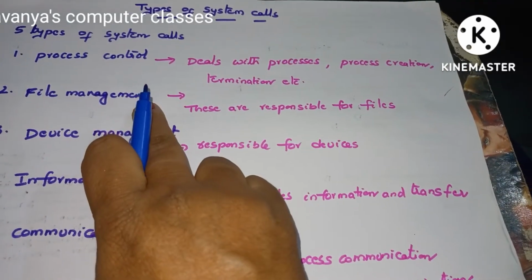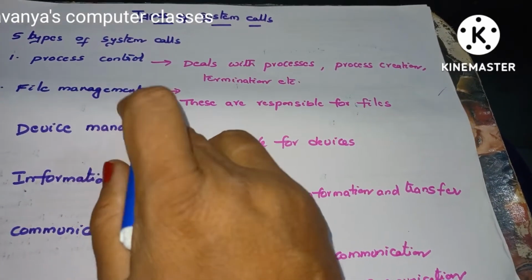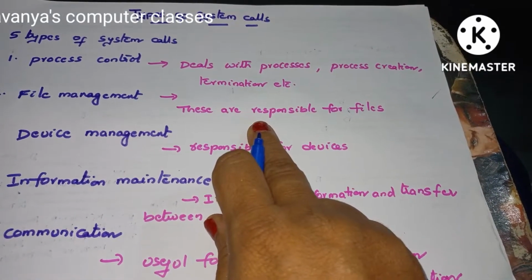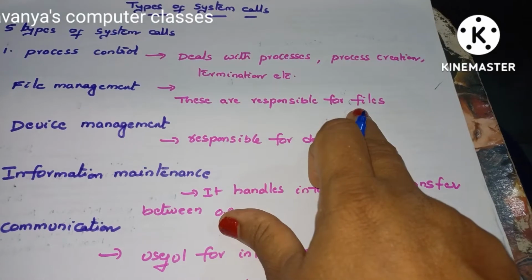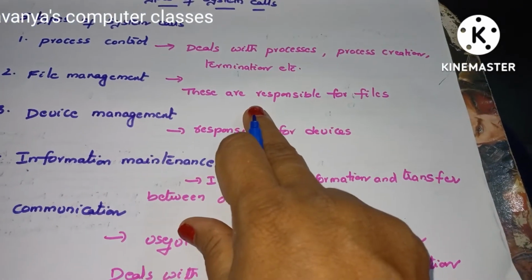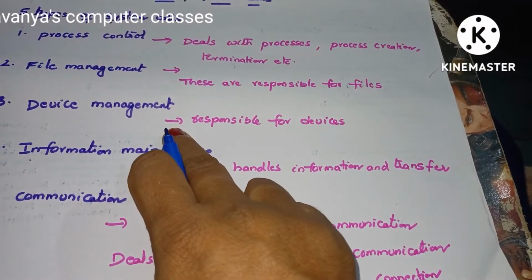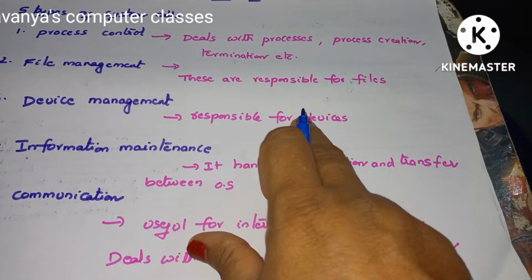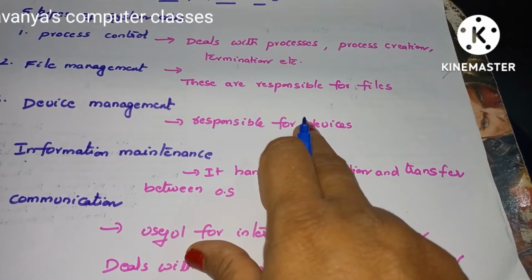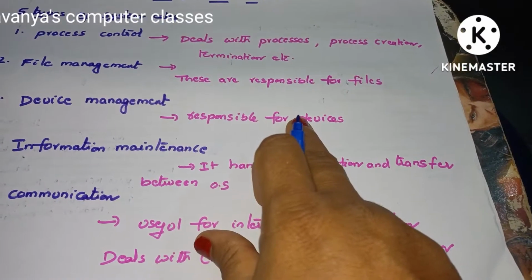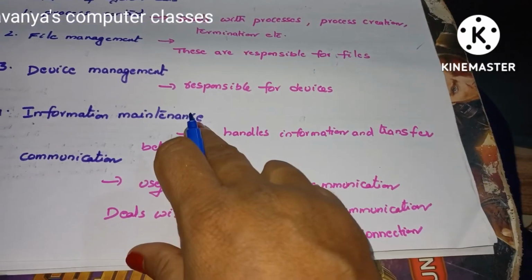Next one is file management. This is also one category. In this, how to manage files, it is totally responsible for files. What are the commands we require? All are available in the file management system calls. Then device management. The device management system calls are responsible for all the devices. How to take the request, how to grant the device, how to cancel the permission to the device. All these are available in the device management.